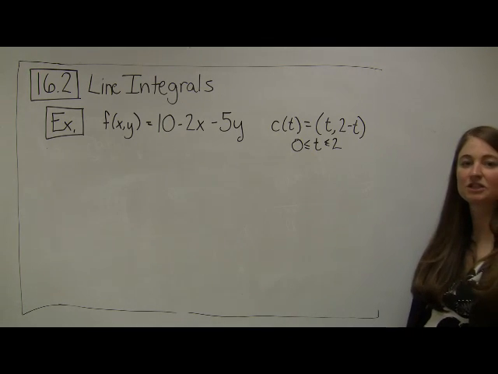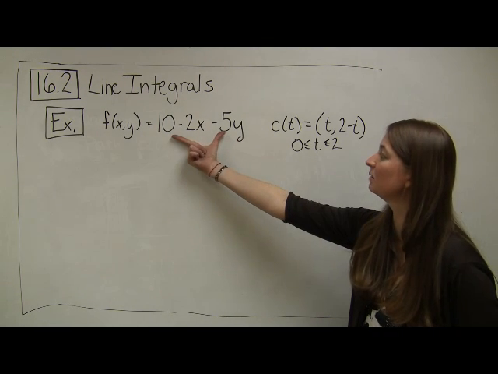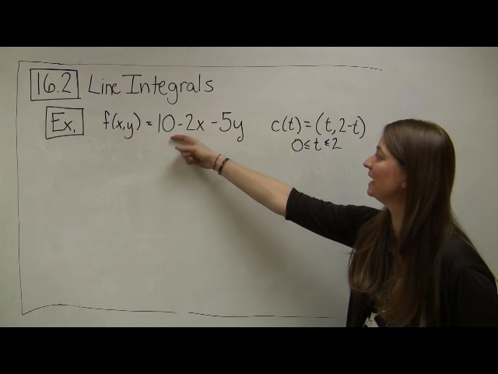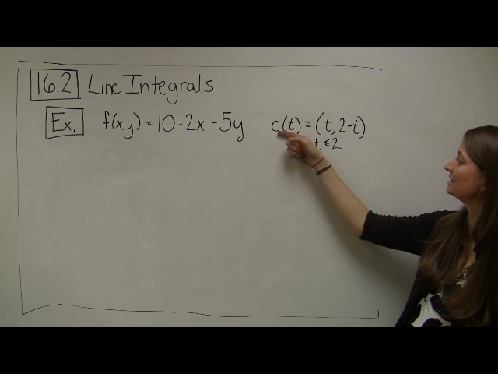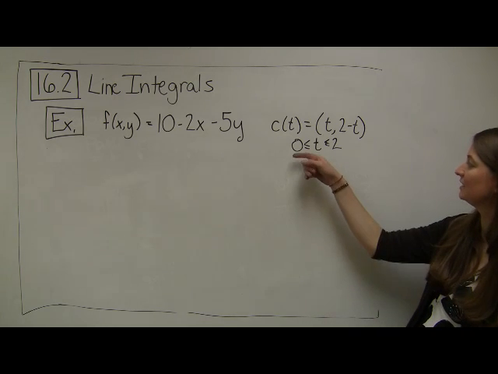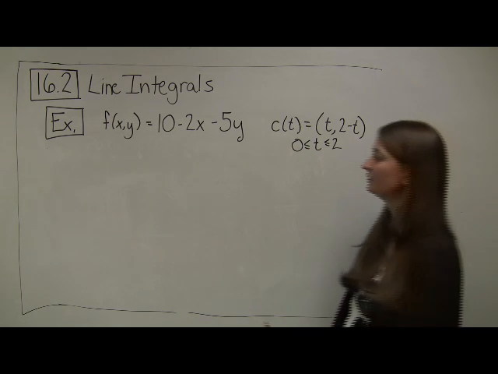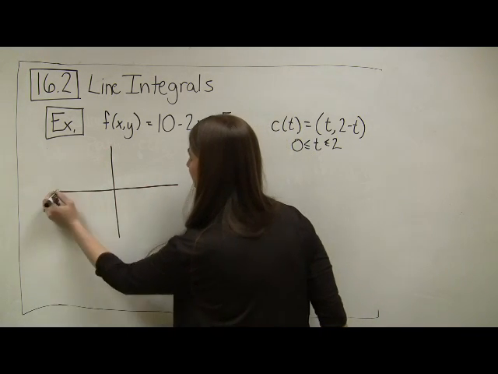So let's put this into action, and we're going to do an example. Let's say that I have my magic carpet function. The height is given by 10 minus 2x minus 5y. And my path in this case is given by c of t equals t, comma, 2 minus t, and my t values are going from 0 to 2. The first thing that I want to do is get an idea of what's going on with my path.